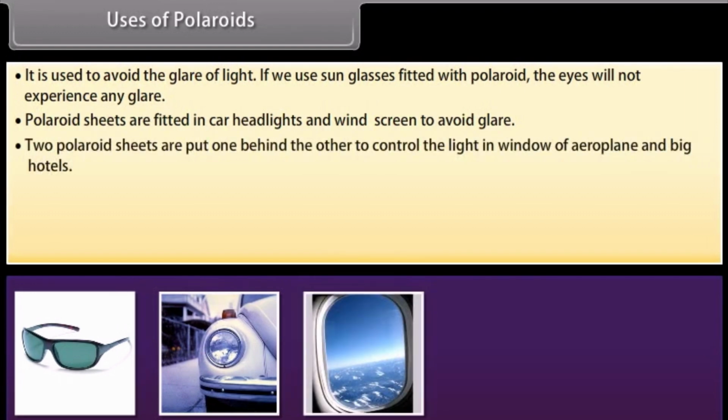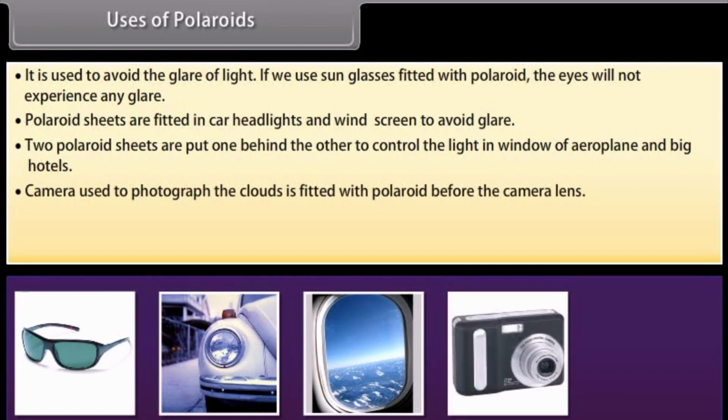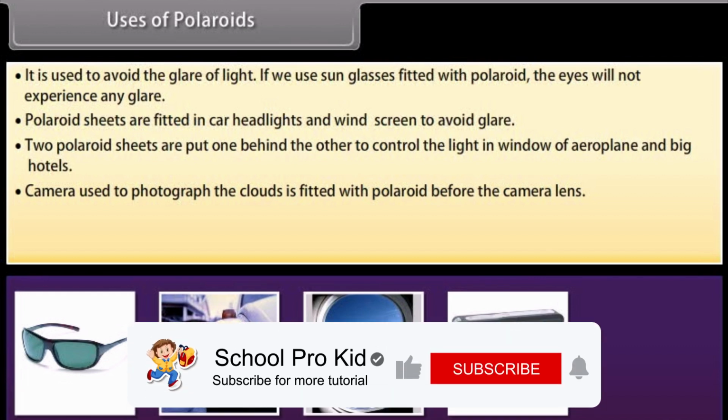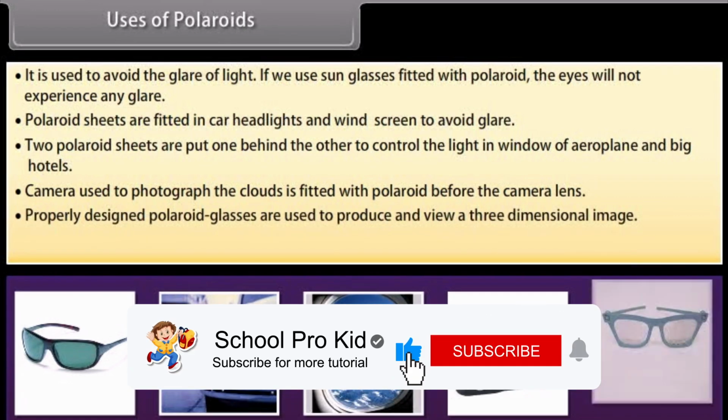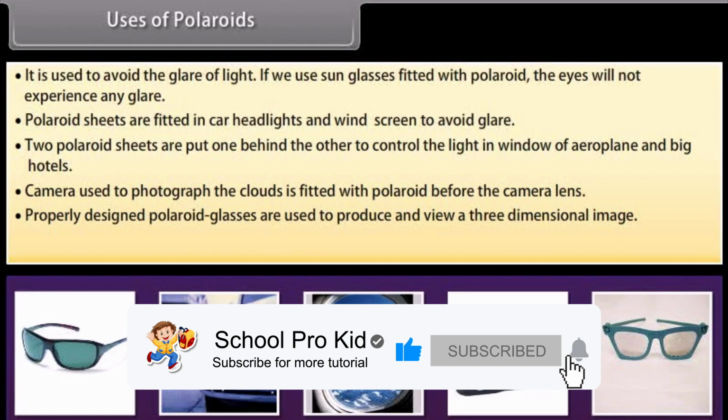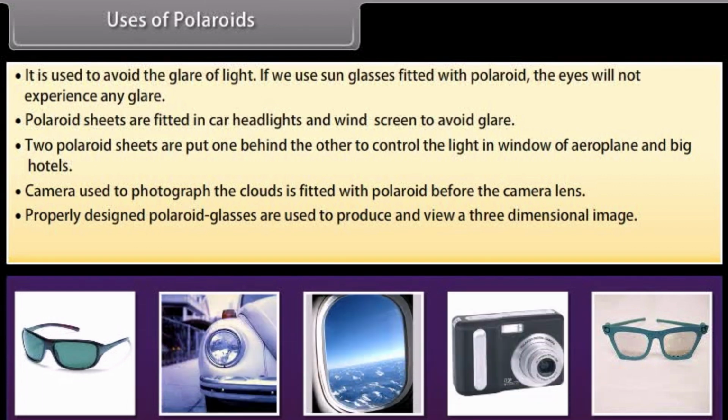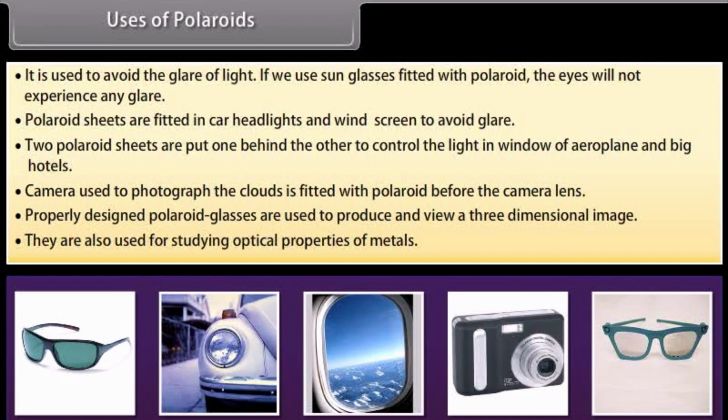Two Polaroid sheets are put one behind the other to control the light in windows of aeroplanes and big hotels. A camera used to photograph the clouds is fitted with Polaroid before the camera lens. Properly designed Polaroid glasses are used to produce and view three-dimensional images. They are also used for studying optical properties of metals. Malus's law.